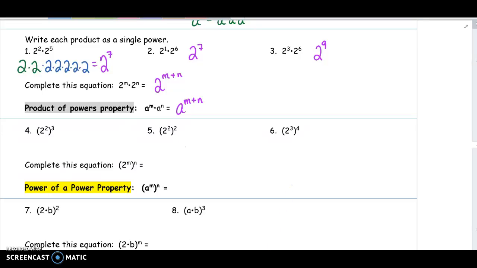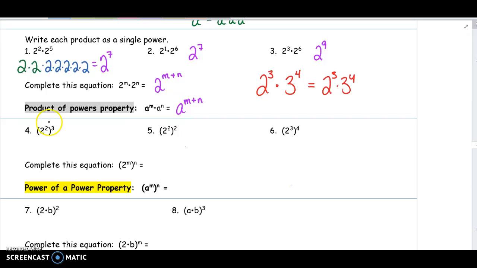Okay, I'm going to write something in here that you cannot do. Well, kind of you cannot do. What if it was 2 to the 3rd times 3 to the 4th? Could you make that be something raised to the 7th? No. 2 to the 3rd times 3 to the 4th is 2 to the 3rd times 3 to the 4th. You can't combine those because they don't have the same base. So in this product of powers property, it's important to notice that you're multiplying powers that have the same base.